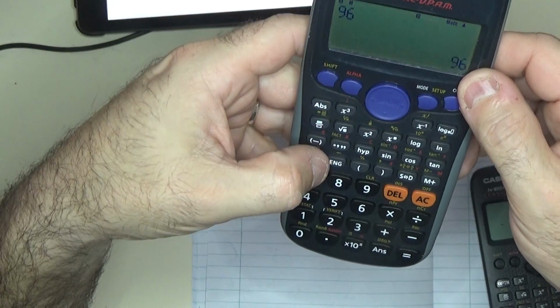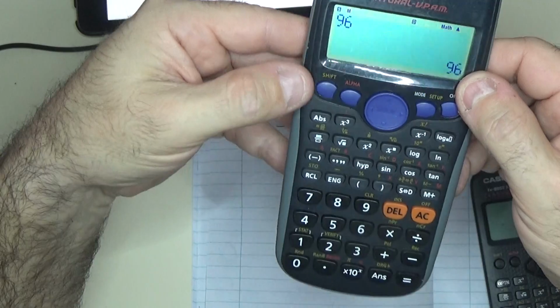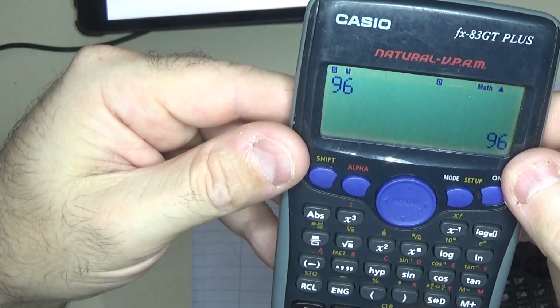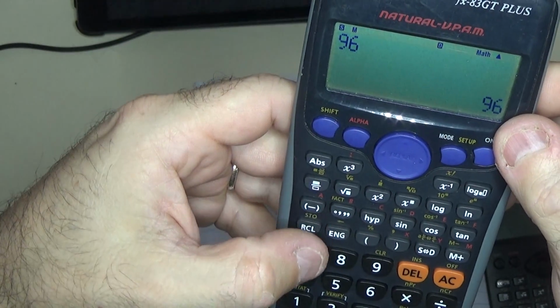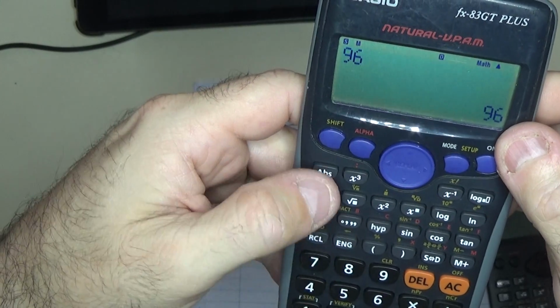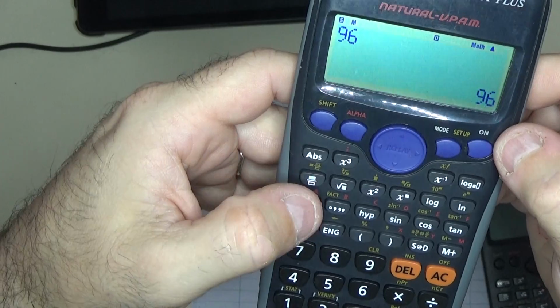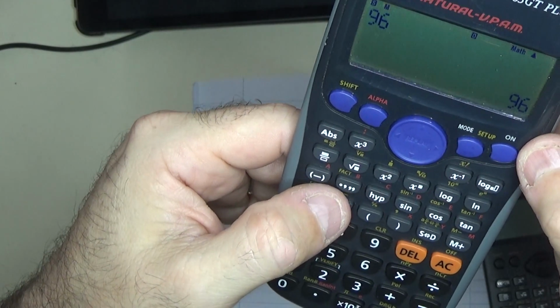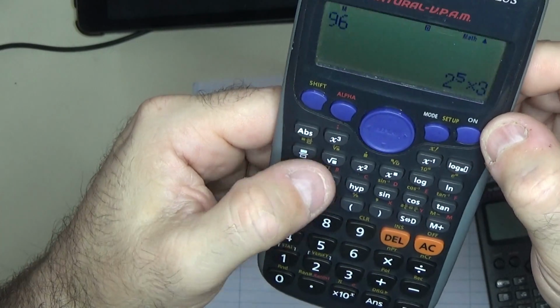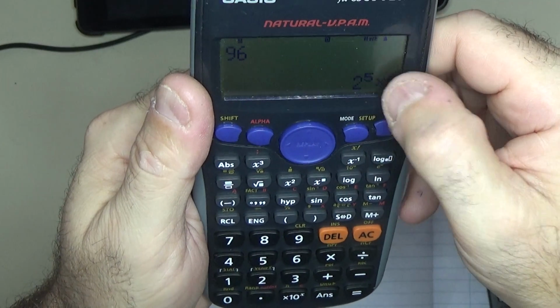Then you go shift, see that one? And then the word factorize, which is sort of 2 up from 8 if you like. Slightly shifted to the left, but more or less 2 up from the number 8, where the angle, degrees, minutes, seconds is. Okay, and I get 2 to the 5 times 3.